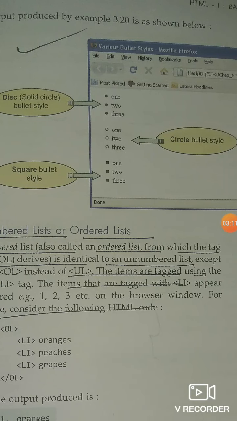Okay, because in the first ul we defined the disc attribute. In the second ul we defined circle, which gives hollow bullets, and in the third we defined square. So when we define these kinds of attributes in an unnumbered list, we get this kind of information in a web page.